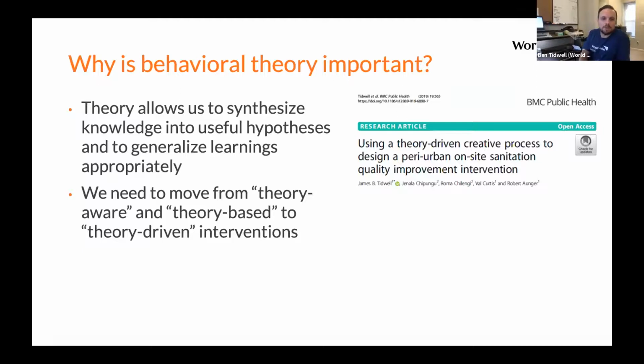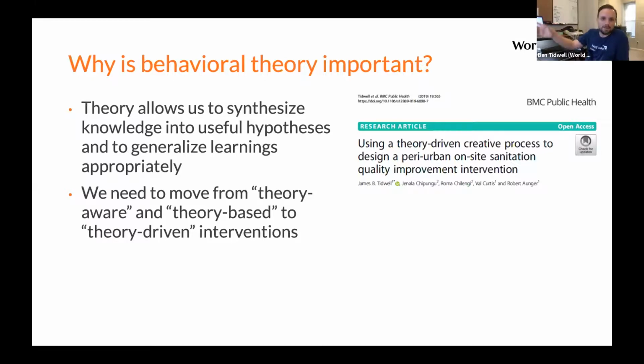But importantly as well, if you try out a bunch of things in one setting and something works and others don't, and you have no theory, why did that work? Why would that work somewhere else? Why would something else not work? I just wanted to call attention to the last published paper that I had, co-authored with Val, in which we talked about needing to move from interventions that are just aware of theory.